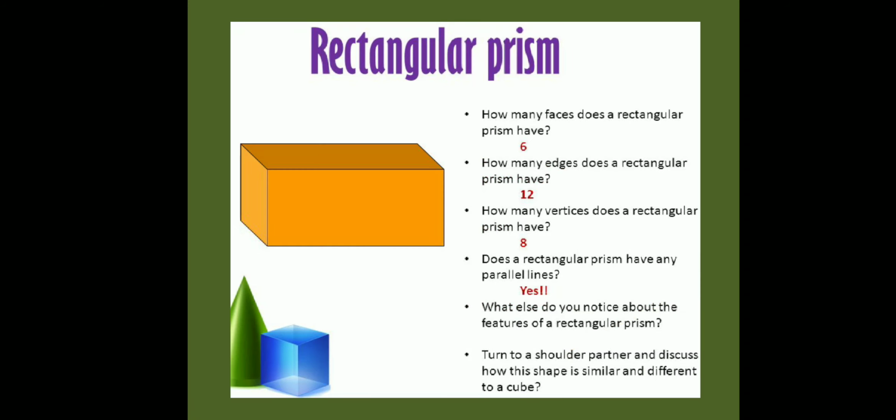Rectangular prism. As we have learned about the rectangular prism earlier also, a rectangular prism is also called a cuboid. And a cuboid has 6 faces, 12 edges and 8 vertices.